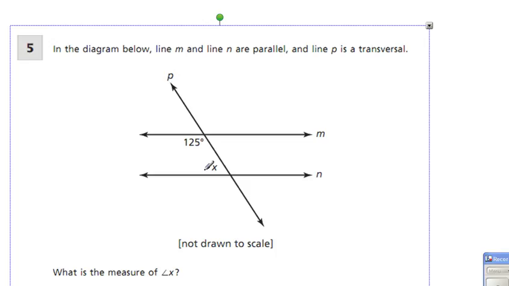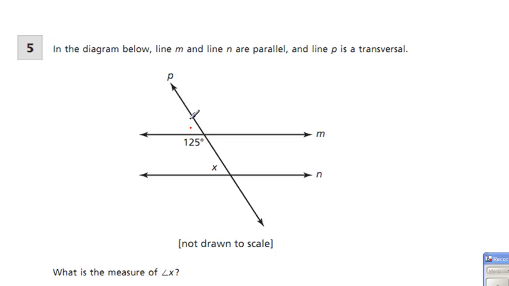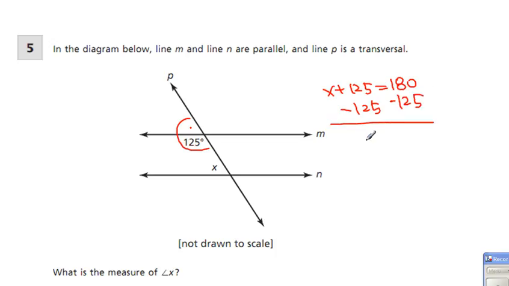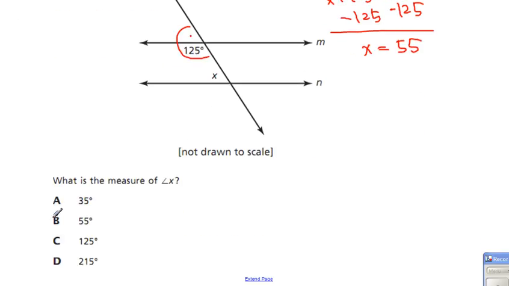How about here? As you can see, since x is corresponding to this angle, when you add up, once again, we will end up getting 180. So x plus 125 would have been equal to 180. Now, as you subtract 125 from each side, we will end up getting x being equal to 55. So, therefore, choice B would have been our answer.